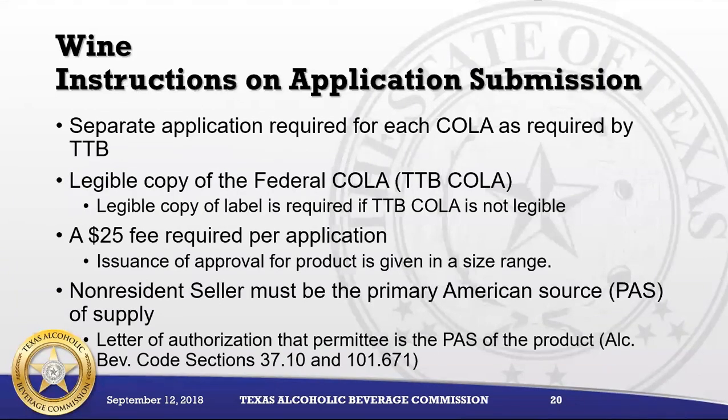Listed are items to include when submitting a wine label application. A separate state application is required for each TTB COLA. Attach a legible copy of your TTB COLA. A $20 fee is required per application. A non-resident seller must be the primary American source of supply and will need to provide a letter of authorization.